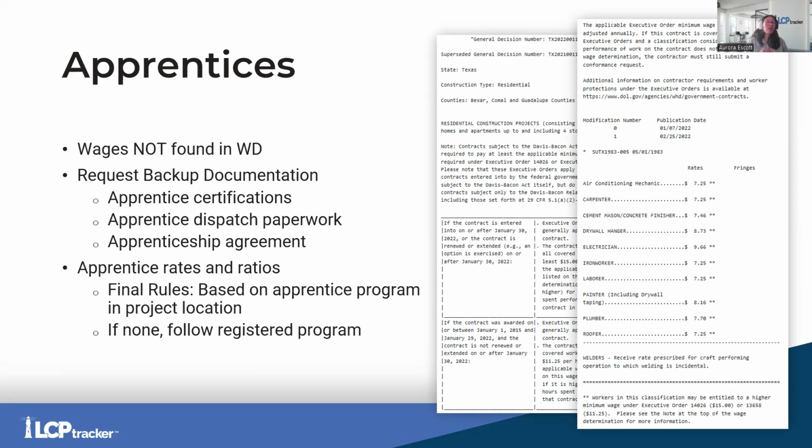Now, you also need to make sure you are following the ratios for apprentices too, because when you have an apprentice on site, you need to make sure you're also having a journey worker on site with them. Now, the number of journey workers that need to be supervising that apprentice is based off of their apprenticeship program. Or if you are sending the apprentice to a project in a location outside of their apprenticeship program, you need to make sure that you're following the project location's apprenticeship program rules.